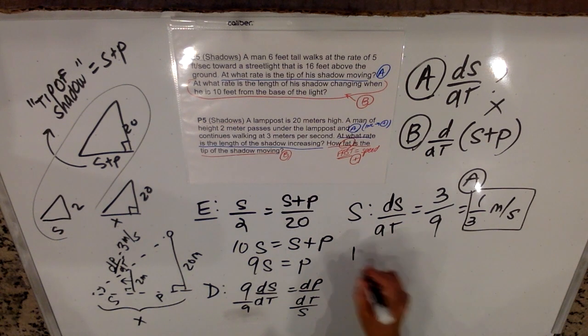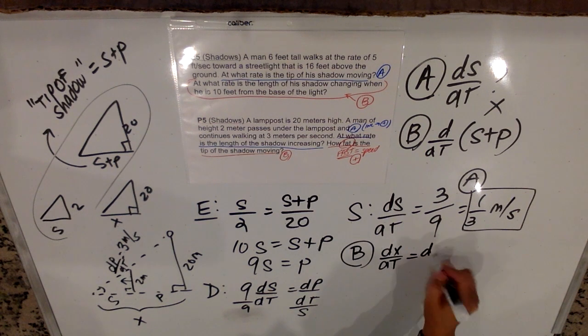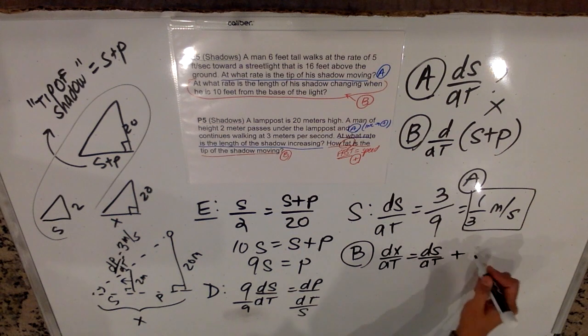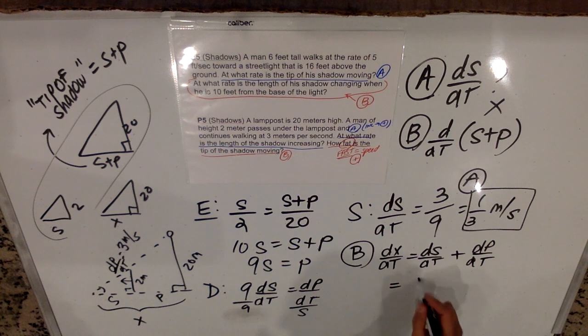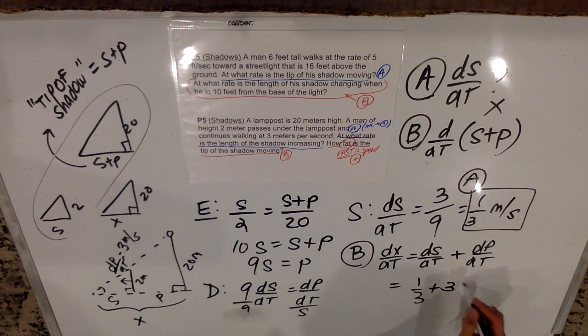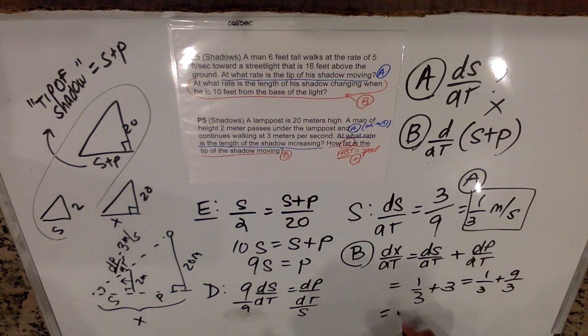Then for my second question, for B, essentially I want dx dt, which is really just ds dt plus dp dt, right? So that's going to be 1/3 plus 3, which is 1/3 plus 9/3, or 10/3 meters per second. Okay, so that's my answer to the second question. That's how fast the tip of the shadow is moving, right?